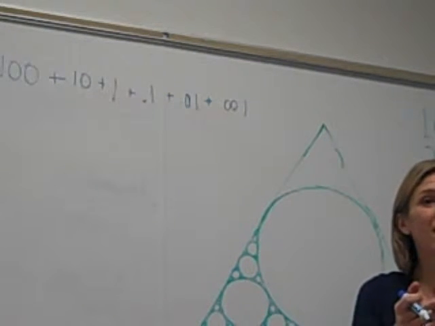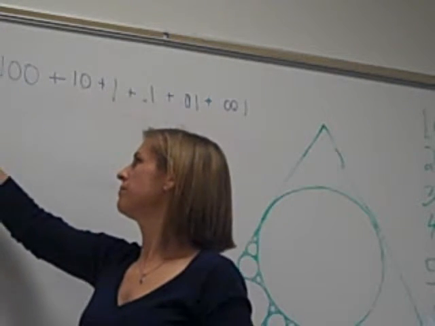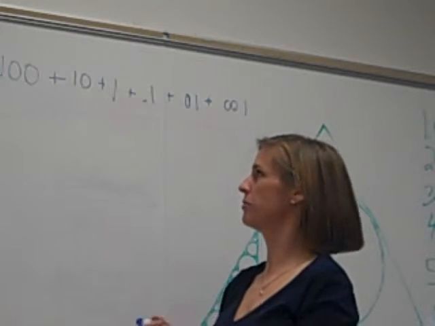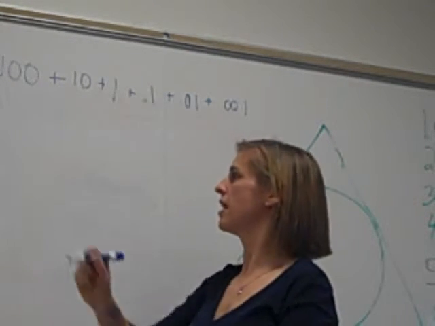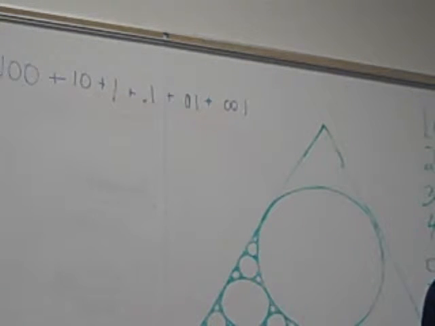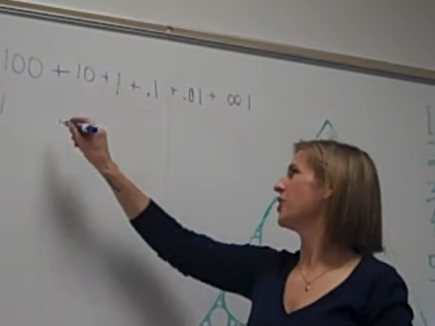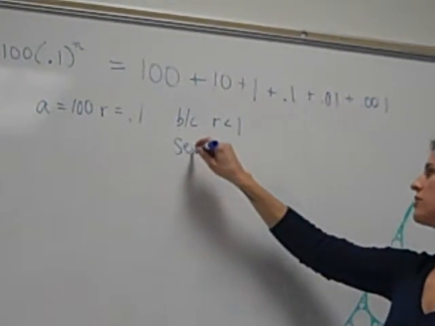So what I need to figure out is, do I have a consistent multiplier? What's my first term? What's my multiplier? So the first term is 100, what's the multiplier? 0.1. Okay, well 1/10. Is the r less than 1? Yes. Because r is less than 1, the series is going to converge.